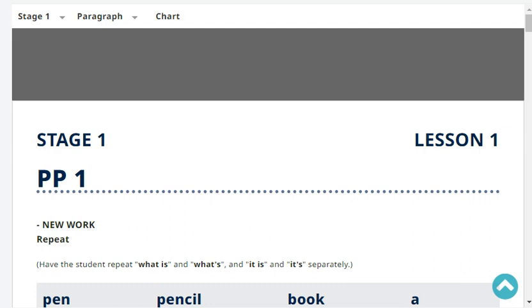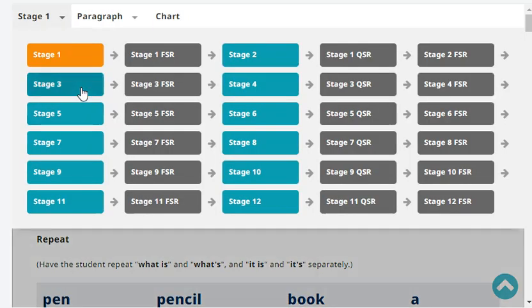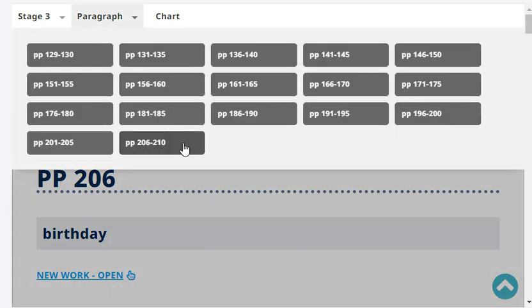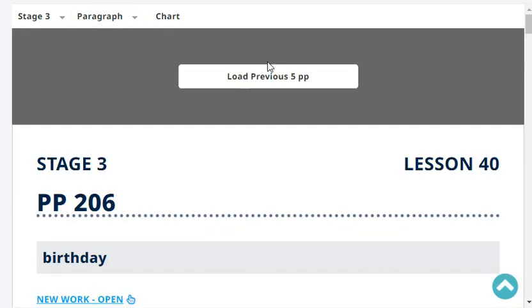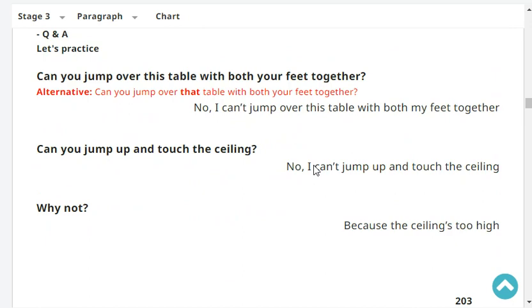Our progress report says we are at stage 3, paragraph 210, last headword. Okay, so we'll do revision first and then move on to stage 3, full stage revision. Okay, here we go.